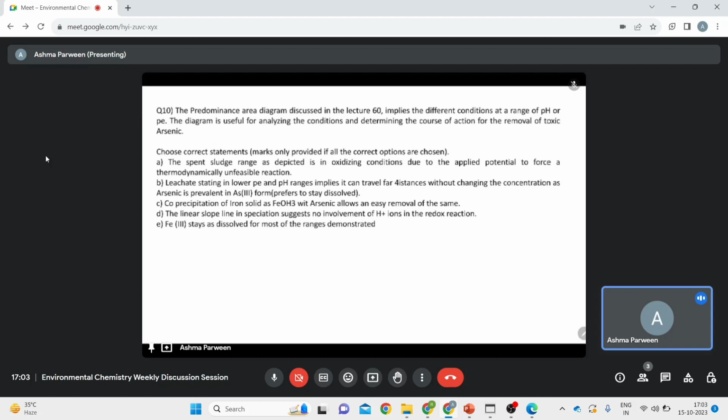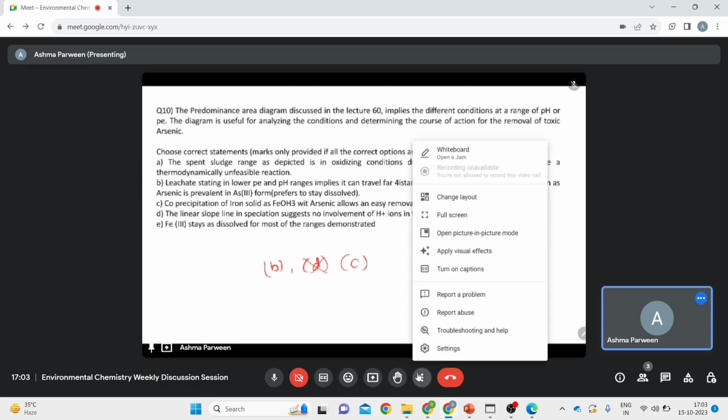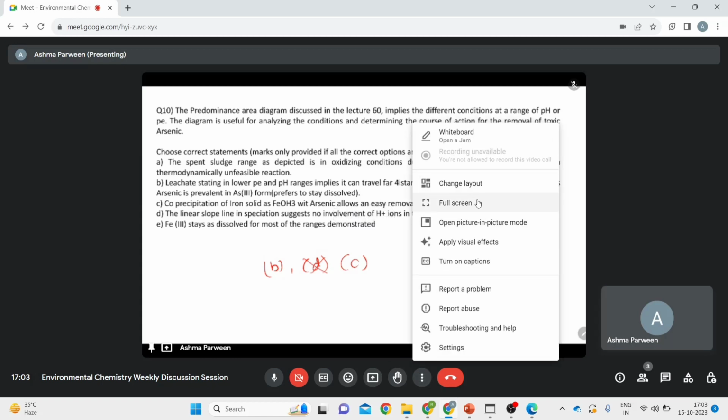So I hope this question is clear. Do you have any other doubt? Madam, B and C are correct, right? Yes, B and C are correct. Okay. Do you have any other doubt? No, I have no doubt.